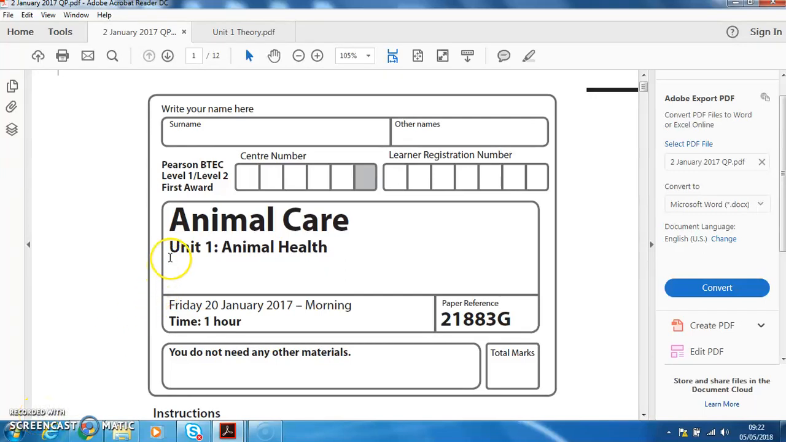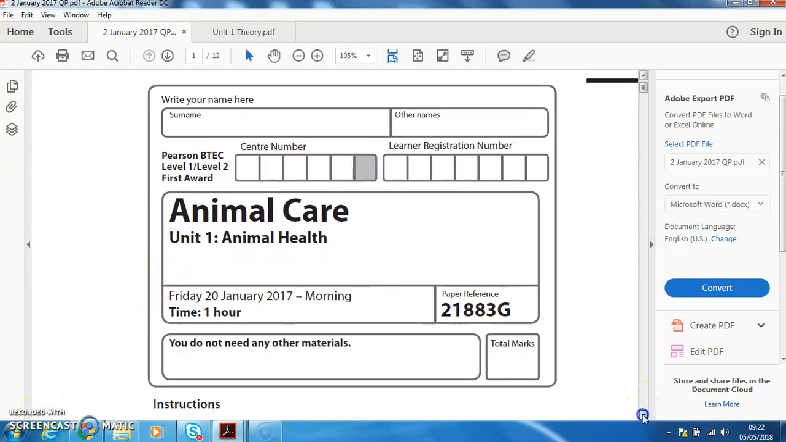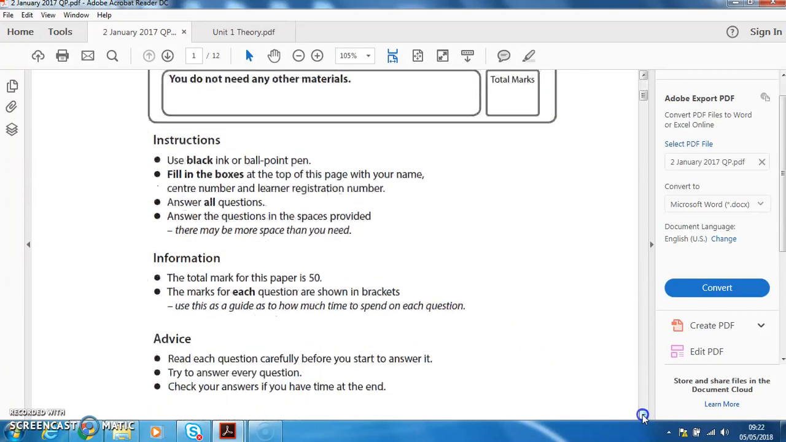Animal Care, Unit 1, Animal Health, January 2017, question paper.